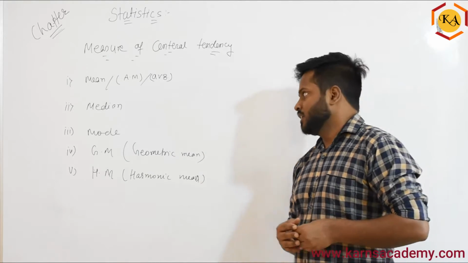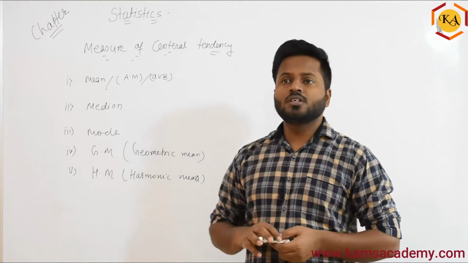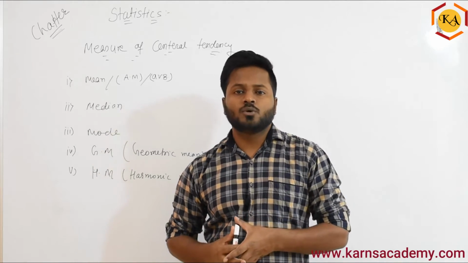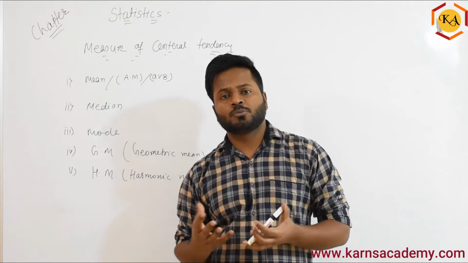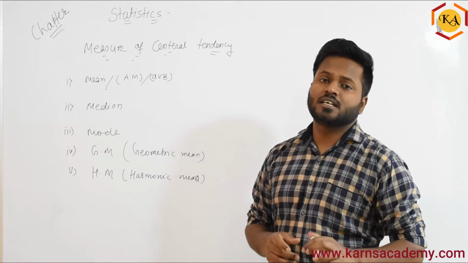So like that, there will be a total of 5 measures of central tendency that we are going to study in our syllabus. What we are going to do is discuss each method one by one, and see how to calculate the mean, median, mode, geometric mean, and harmonic mean in each case, like grouped data, ungrouped data, discrete, continuous, everything.